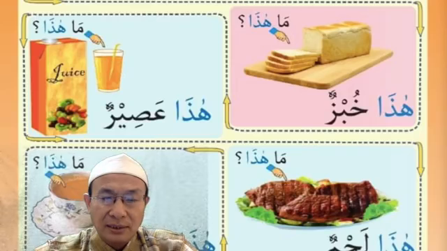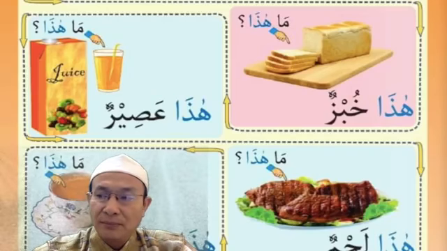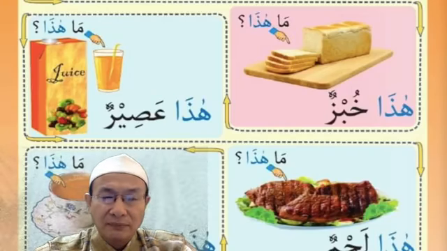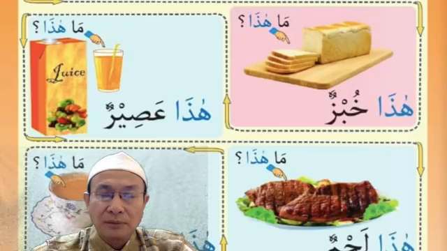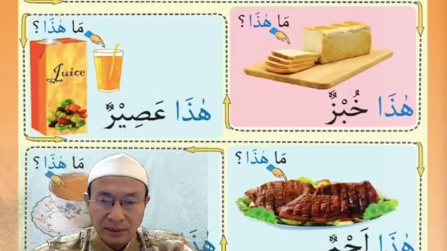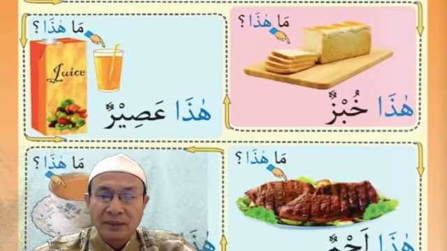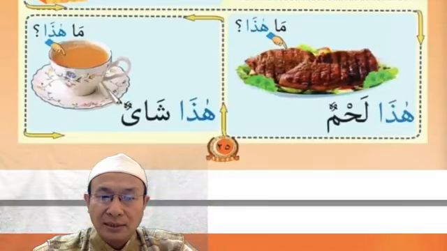And next one on the left side, beside the bread. ما هذا. ما, what is. هذا, this. ما هذا. What is this? هذا عصير. هذا عصير. This is juice. Alright? And next one on the right side.